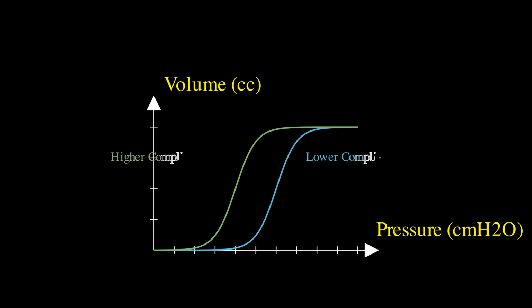During inspiration, the lungs offer more resistance to expansion, requiring greater pressure to achieve the same volume, hence lower compliance. During expiration, compliance increases, making lung deflation easier at lower pressures, hence higher compliance. See how compliance changes at different lung volumes and also between the inspiratory and expiratory phases.